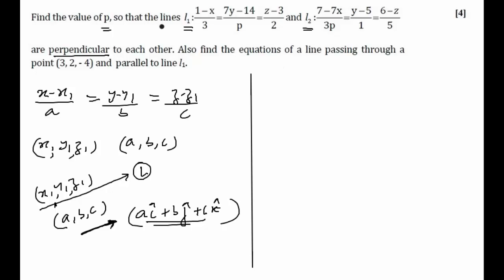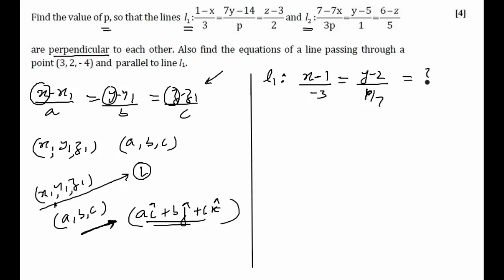Okay, so if you now look at the equations which are given to you, first equation L1, we will convert this equation into the standard form, right? When I say standard form, I should have the variables x, y and z with coefficients equal to 1. So whatever is required, we will do those things to get this standard form. So my L1 will now become (x minus 1) upon minus 3, just multiplied by minus 1 in denominator and numerator, is equal to (y minus 2) upon p by 7, just divided by 7, is equal to (z minus 3) by 2. Now this need not be changed.